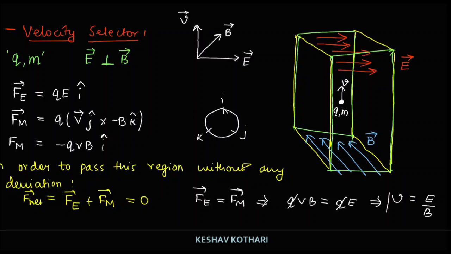So this is the velocity which is needed for the particle to pass the region without any deviation, and hence this device is also regarded as velocity selector or velocity separator, as this helps us in identifying the slow moving as well as the fast moving particles.